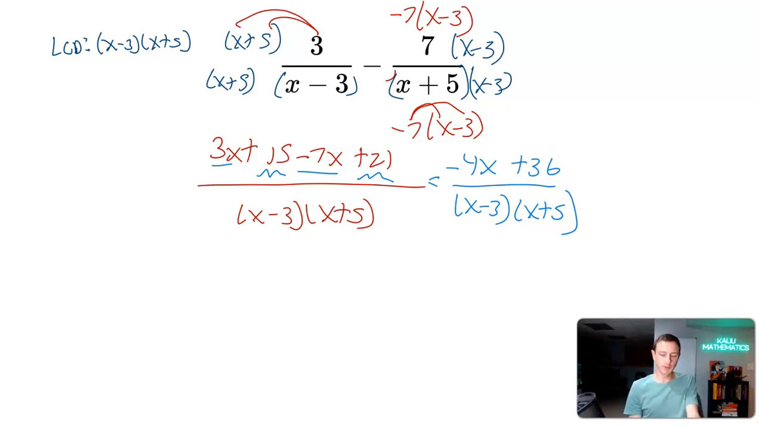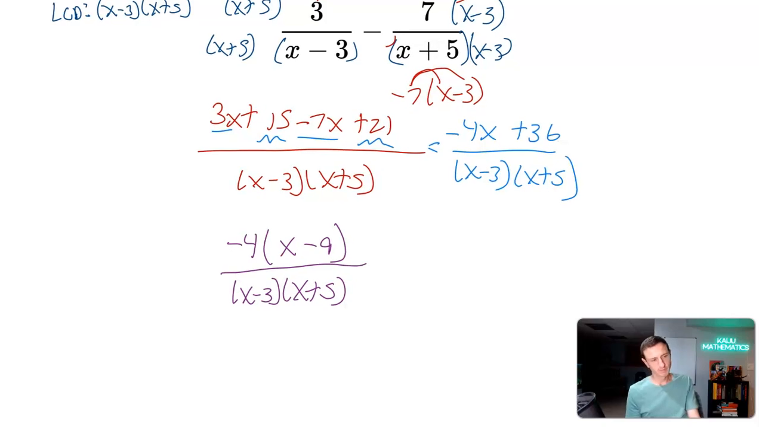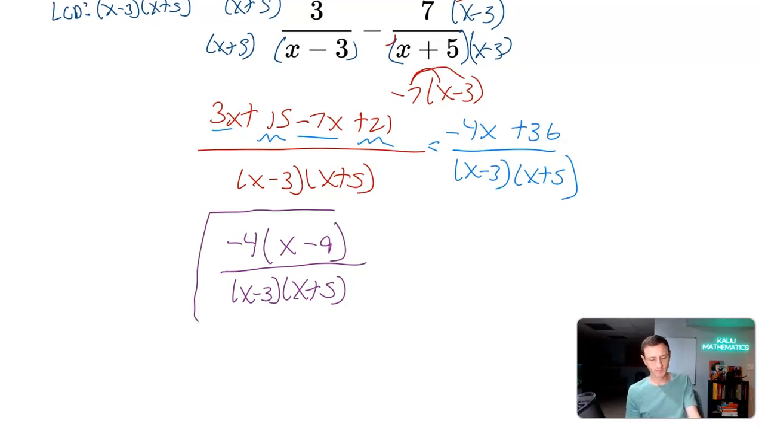From this next step, you might notice that we have a leading negative here. This is negative 4x, and then I have a 36. So I could factor out that negative along with a 4. But when I do that, nothing really happens from there. I'm going to do that though, just to simplify it as much as possible. So I'm going to factor out that negative 4. That's going to leave me with x minus 9, because 36 divided by negative 4 is negative 9, over x minus 3, x plus 5. And that would be it.